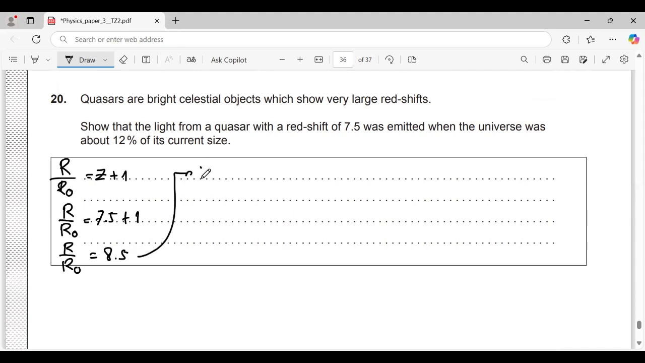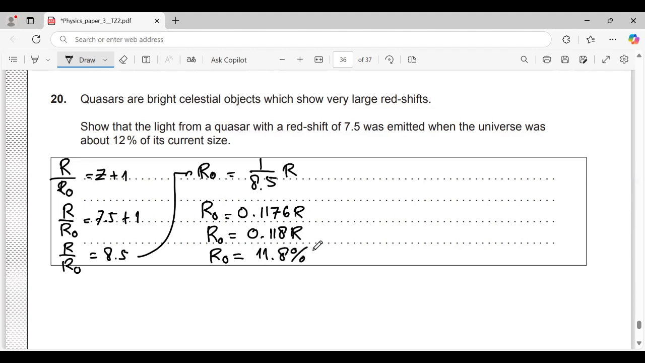It means R0 is 1 over 8.5 R. If we calculate 1 over 8.5, it is 0.1176 R. So R0 equals 0.118 R, or in percentage, 11.8% R. So R0 equals about 12% R.